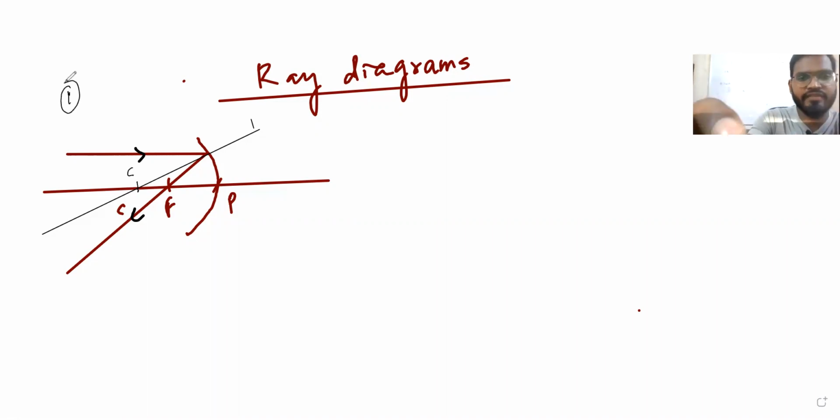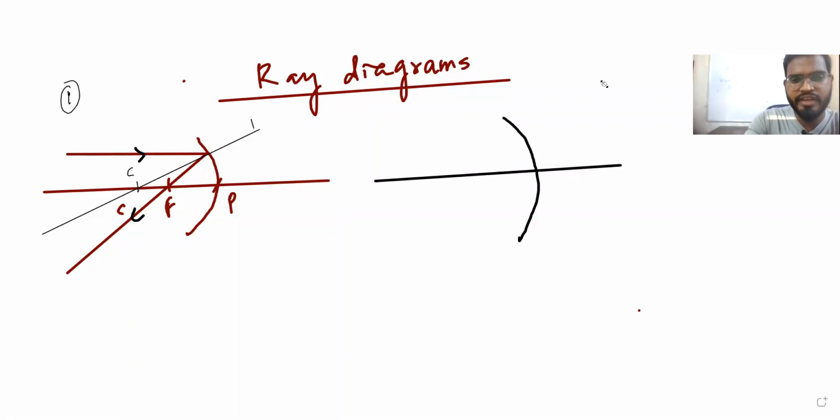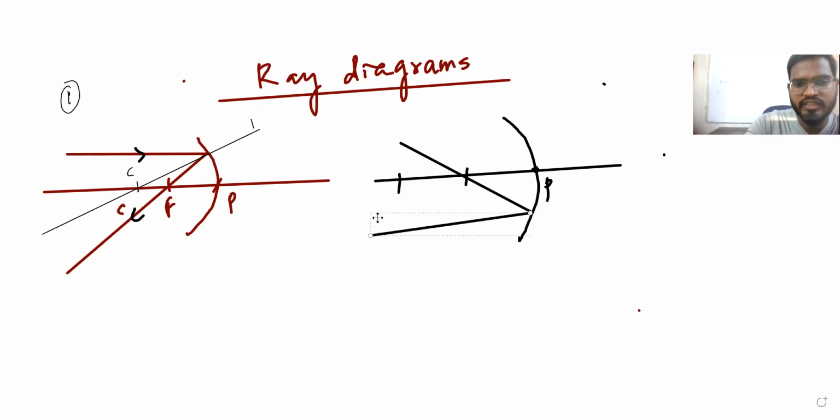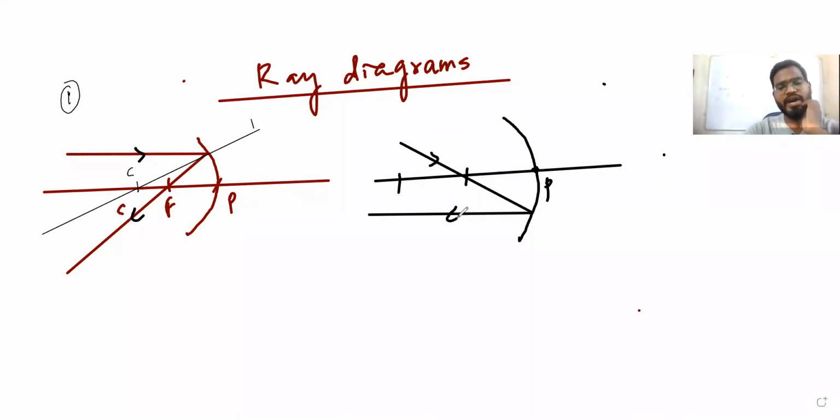Second, we are going to see what happens if a ray of light passes through the focus. First, a ray of light parallel to the principal axis will pass through the focus. Now, if a ray of light passes through the focus, then what will happen? That we are going to do. So if a ray of light passes through the focus, then it is parallel to the principal axis.